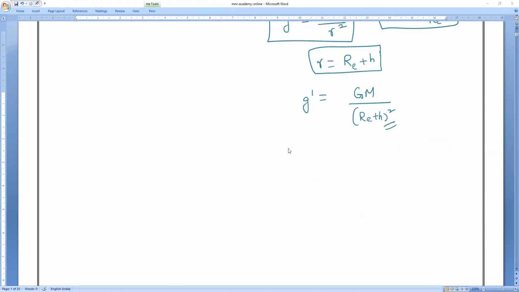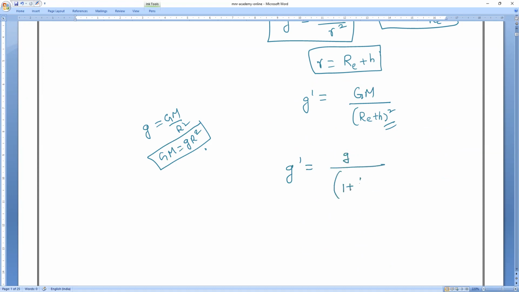Now, this formula has been modified further, and finally we got the formula. You can replace g equals GM by R square, so in place of GM you can write g times R square. I'll replace with that. I got g dash above the ground: g dash is equal to g divided by (1 plus h divided by the radius R_e) the whole square. So this is the formula we have used.